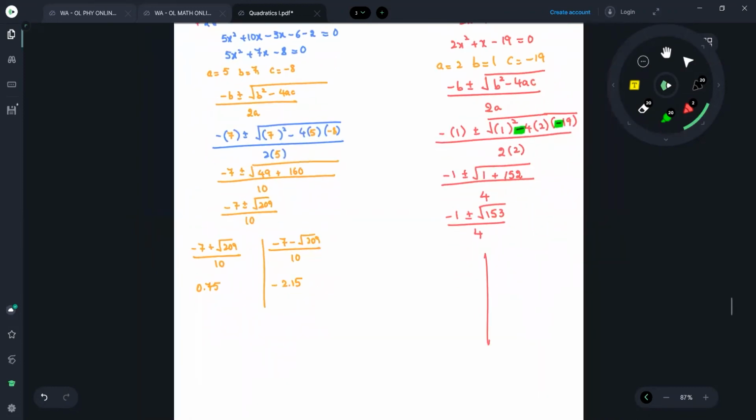Now, I'm going to make two lines. It's going to be minus 1 plus root 153 over 4. And the other one is going to be minus 1 minus root 153 over 4. So for the first one, I'll have to check, I can't be that far. Root 153 over 4, 2.84 is my answer for the first part. On your calculators, all of you, please. Do it again, minus 1 minus root 153 over 4. Minus 3.34.